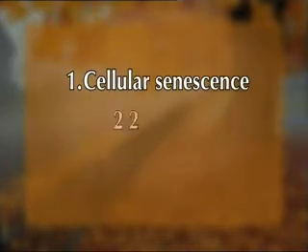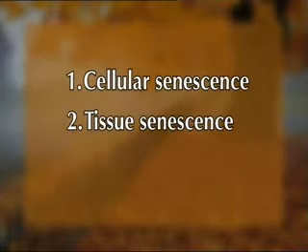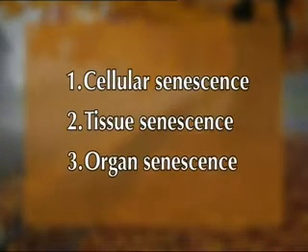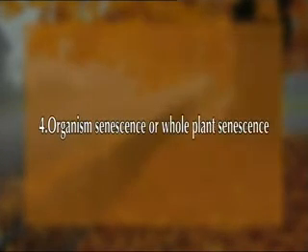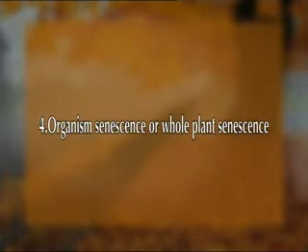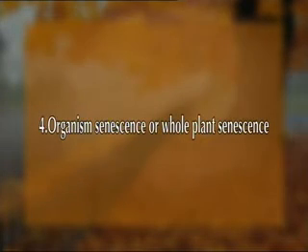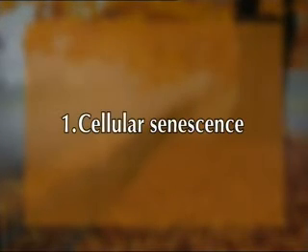Now, patterns of senescence. Senescence in plants shows a wide range of patterns. Number 1, cellular senescence. Number 2, tissue senescence. Number 3, organ senescence. Number 4, organism senescence or whole plant senescence. Number 1, cellular senescence.